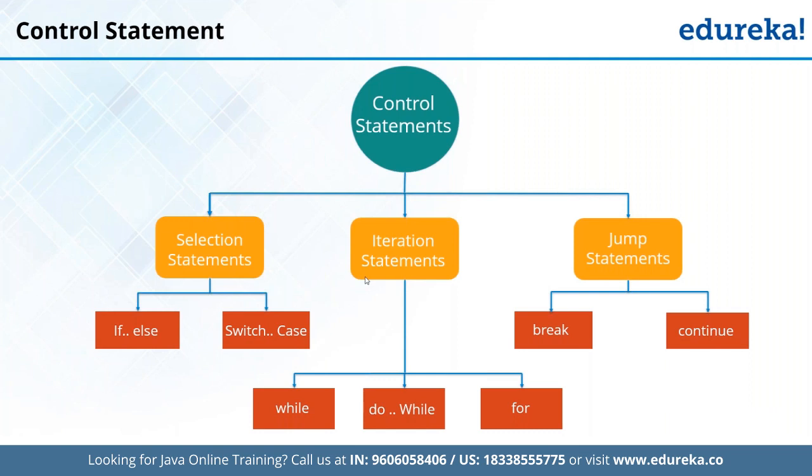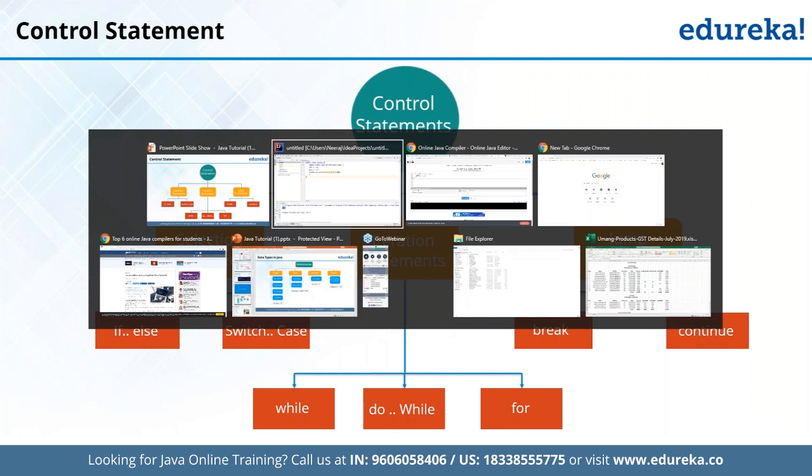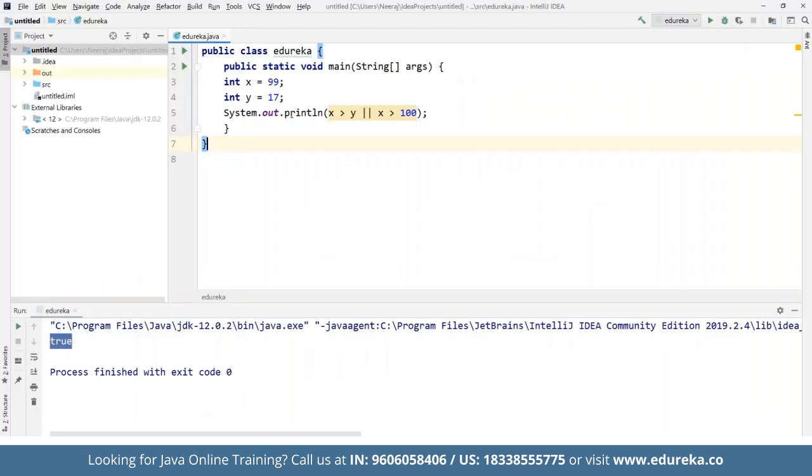Now, if we have multiple conditions to check, we have conditional statements, and we can use them as simply as if-else, right? Let's come back to our IDE, Eclipse or IntelliJ, to understand this. In here, we have two numbers, right?